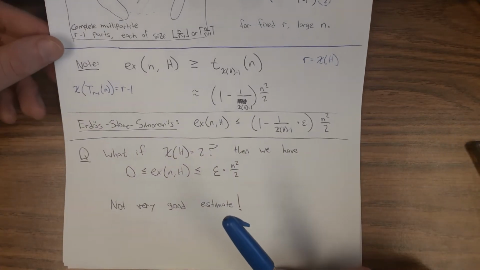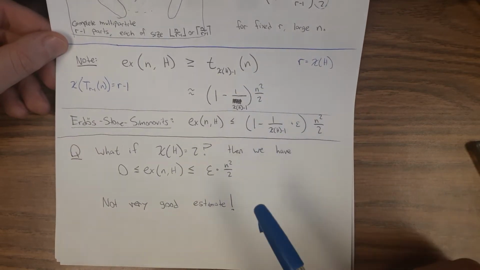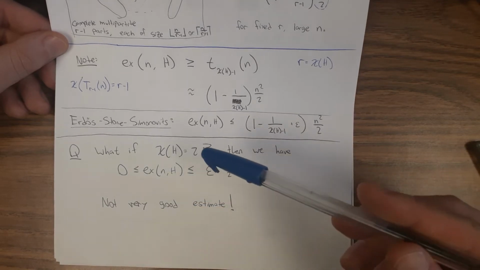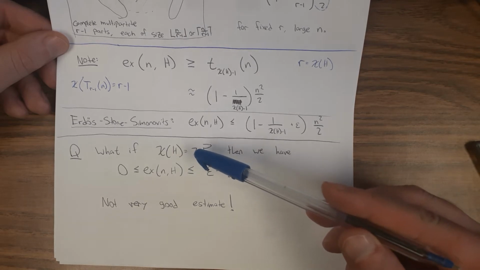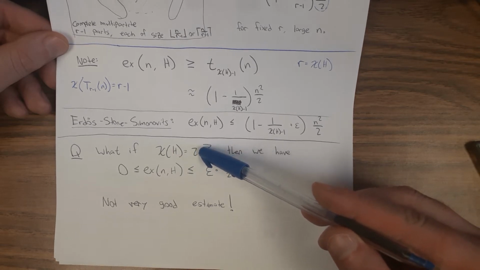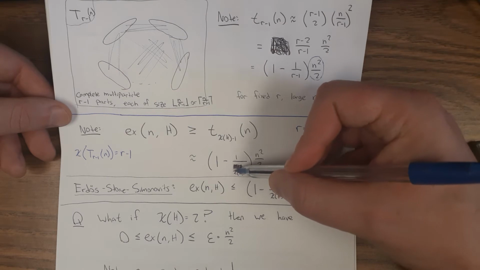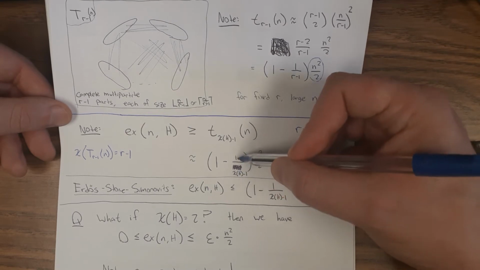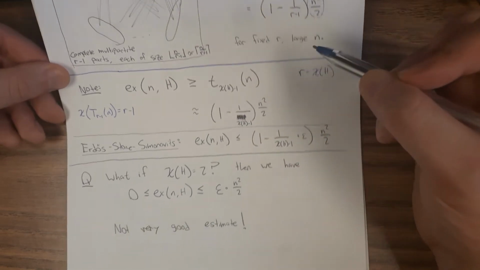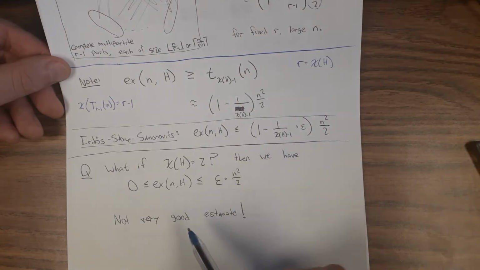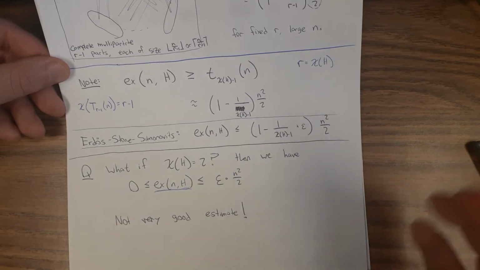But for today, let me focus on a question that this discussion leaves unanswered, which is what happens if the chromatic number of the graph we're talking about is 2. Because if the chromatic number is 2, then chi of h is 2, so this is like 1 over 1, and then this number in parentheses is just 0.